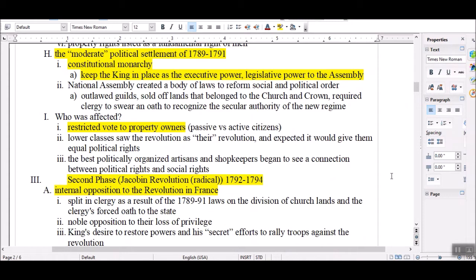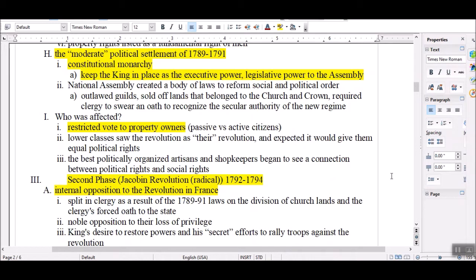The moderates, the groups who have been writing up this constitution, end up coming up with a plan where they're going to keep the king in place. He's going to act as the executive power, pretty much similar to the president, at least in many ways. It's still going to be something hereditary where his son will eventually take over. And the legislative power, the powers to write laws, are going to go to the assembly. So this is a pretty reasonable approach.